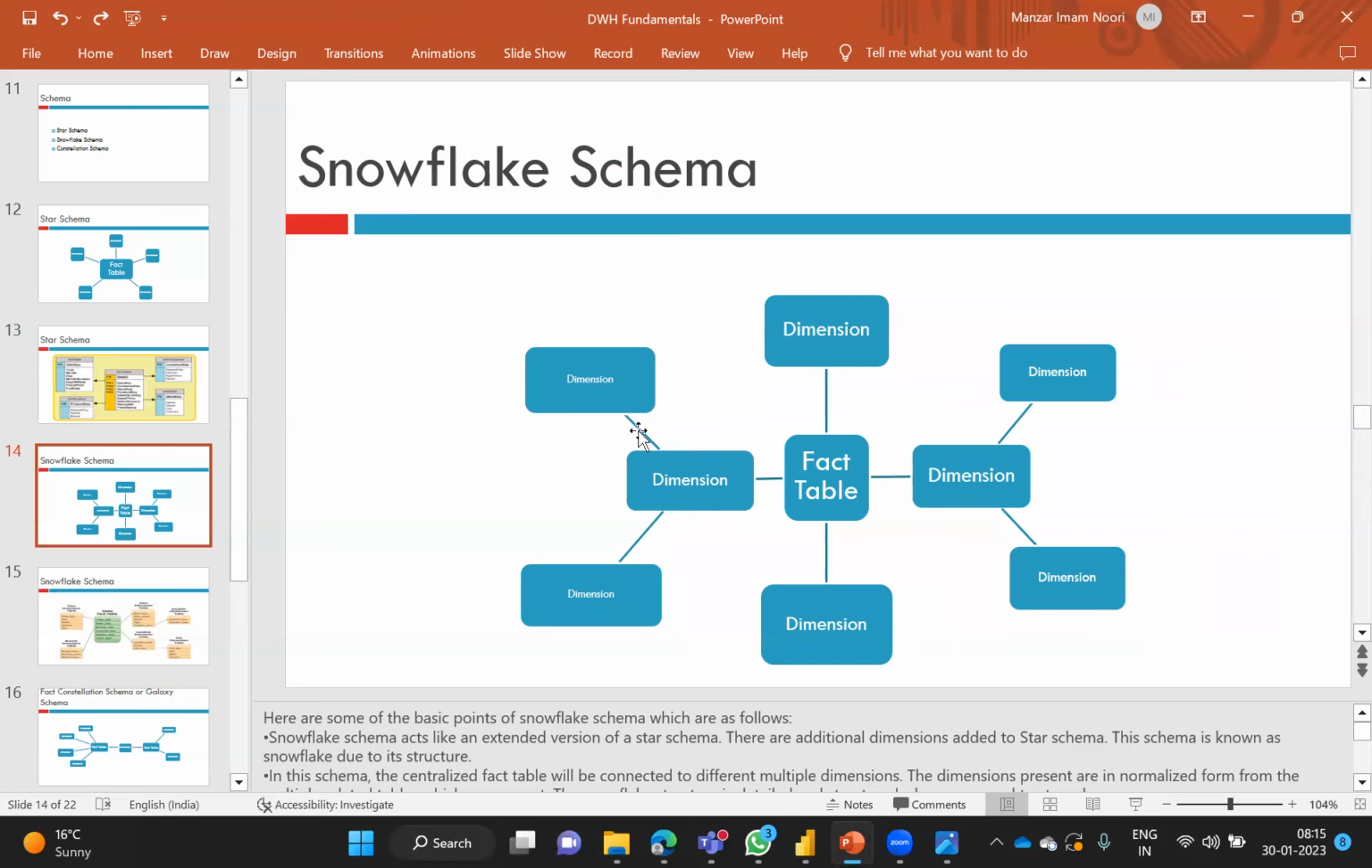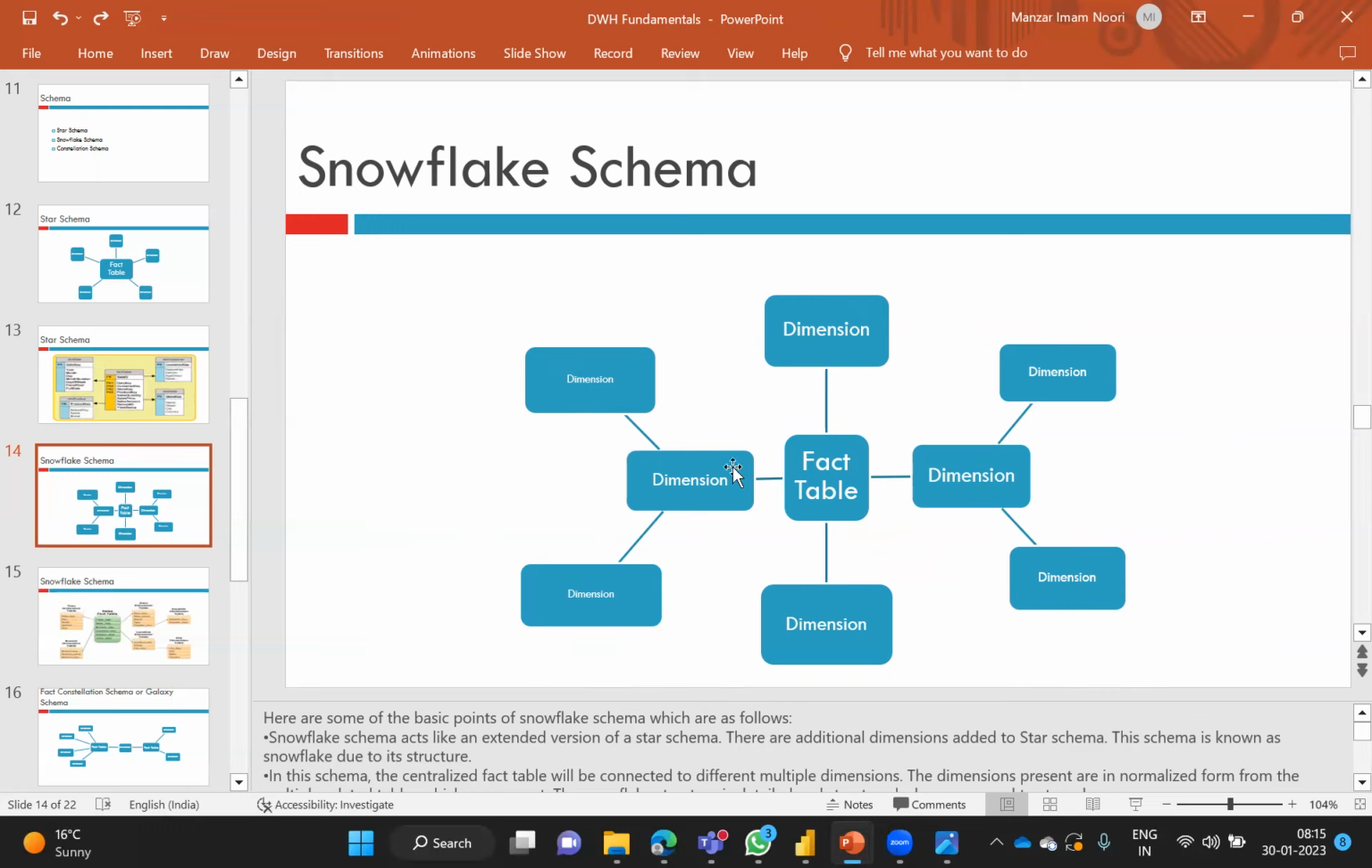Right here, it is not totally denormalized, yet partially denormalized. The tables are partially denormalized, and here you will have more connections, right? One connection to the fact, then again a dimension connected to the dimension. So like that, it will be created, right? During the snowflake schema creation, it is not just one connection, but you have more connections to the dimensions.